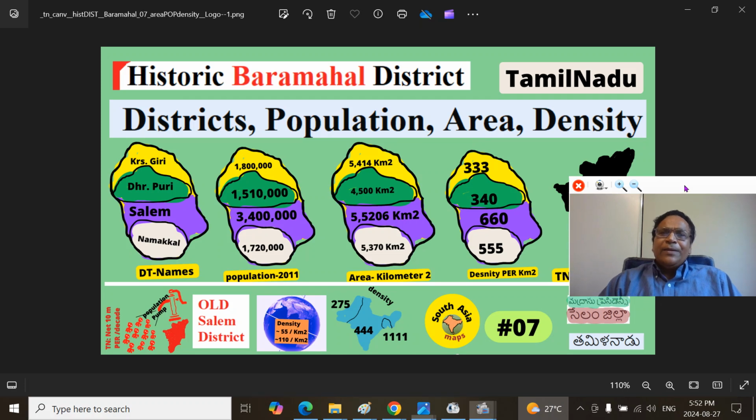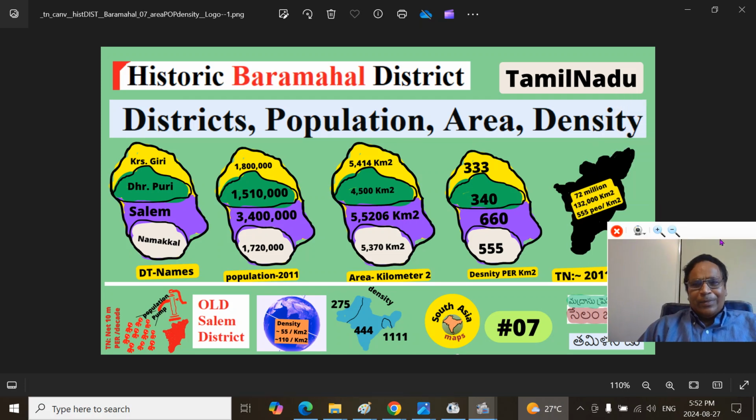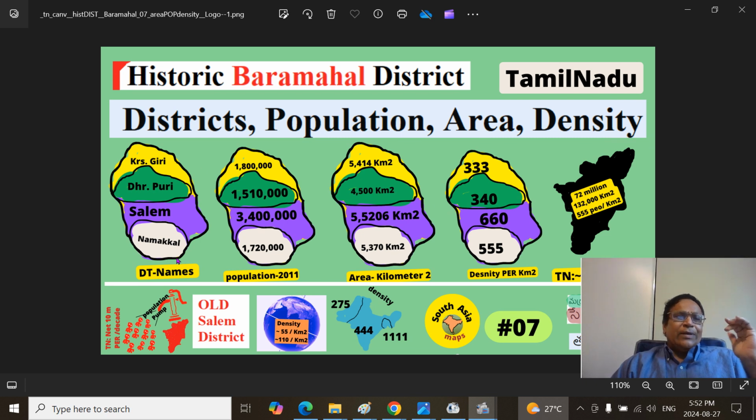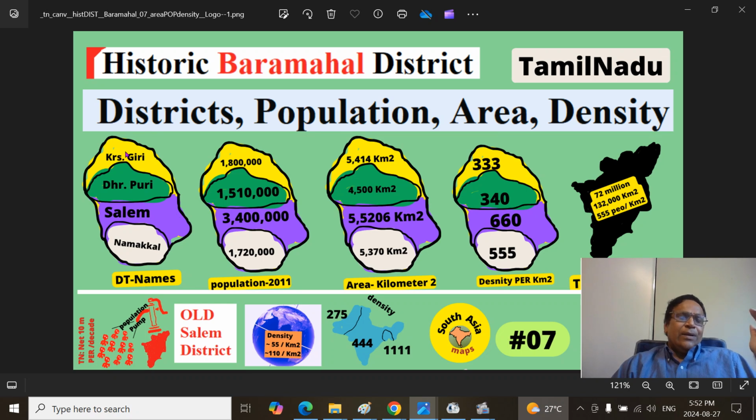Mitranam, there are 4 districts of historic Baramahal today. These are the district names: Krishnagiri, Dharmapuri, Salem, Namakkal. This is how the Cauvery river goes. The Ponnaiyar river almost goes like that. The Vellar river, or North Vellar river, goes to Tittakudi and Vriddhachalam and near Chidambaram, and falls into the Bay of Bengal. That is the overall geography. Palar river will be somewhere here, Vellore will be here. So these are the districts.